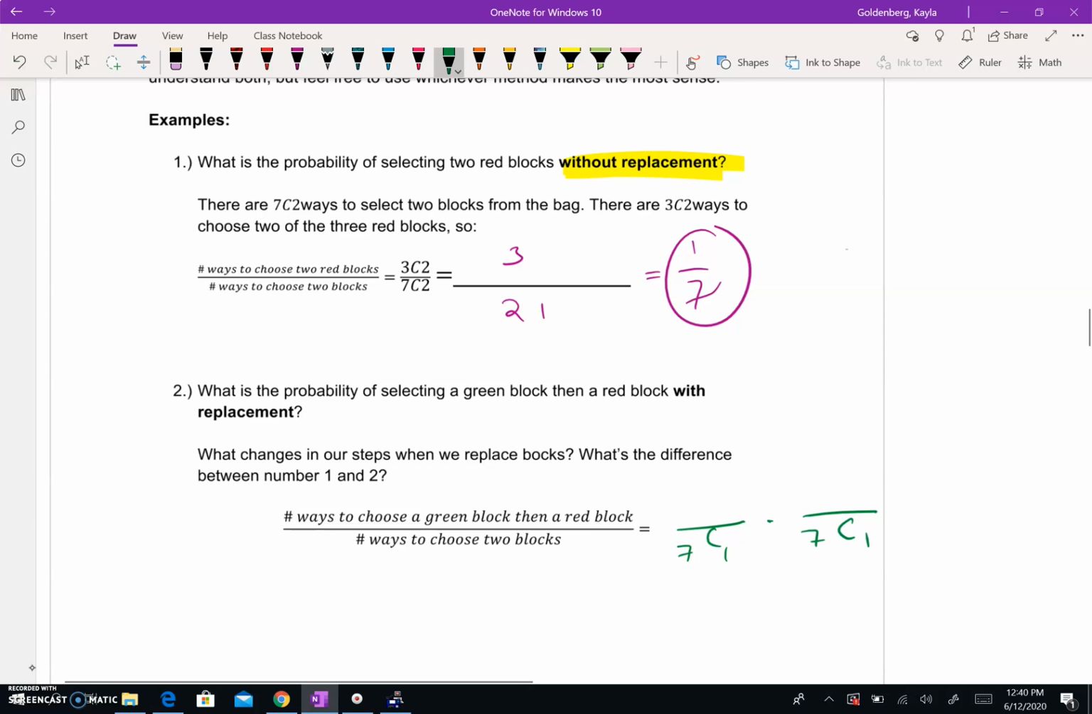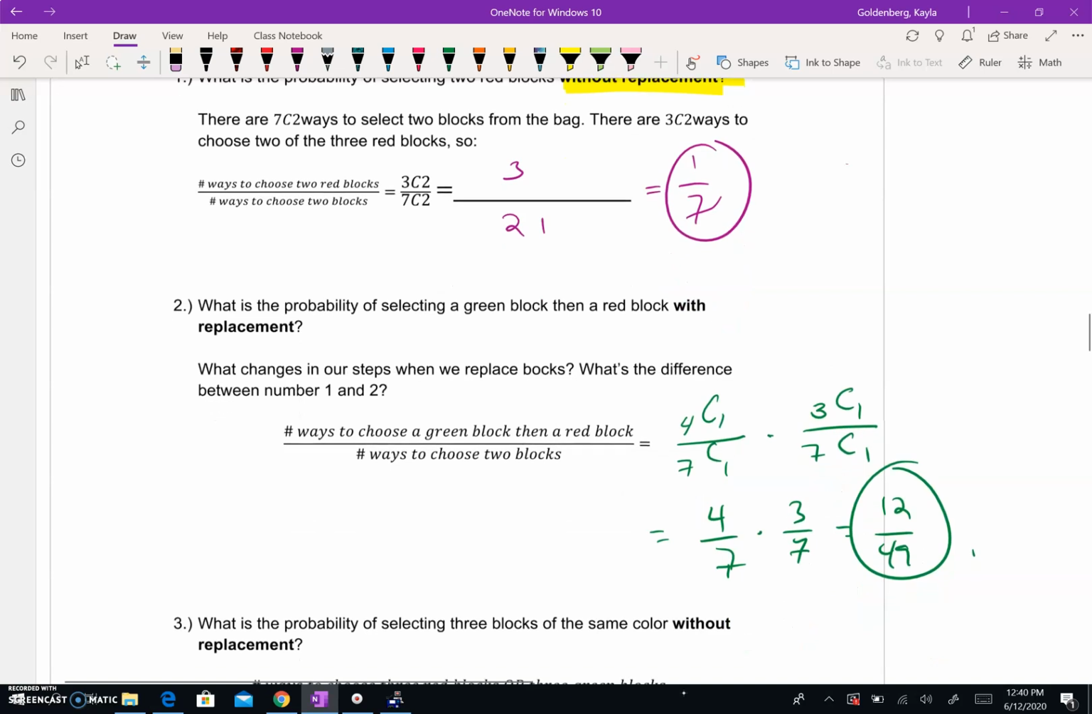There are 4 green blocks, so 4 choose 1. There's 3 red, so 3 choose 1. This simplifies to 4 out of 7 times 3 out of 7, which I really prefer seeing it that way, just thinking about it like we did on the previous page. For my brain, it makes more sense. It simplifies to 12 out of 49. So this part here is more so the last page way of thinking about it.